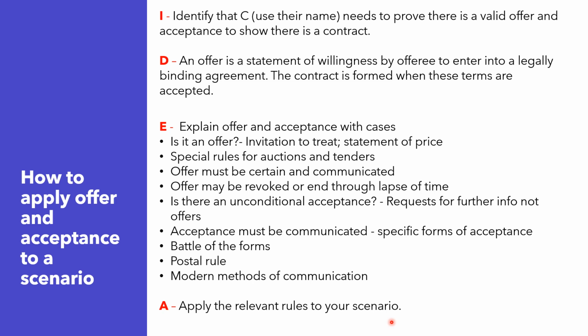Now, the easiest way when you first start out answering offer and acceptance scenarios is to structure it exactly like this. So you have I, D, E, and A. So you have a big chunk of explanation and then a big chunk of application afterwards.